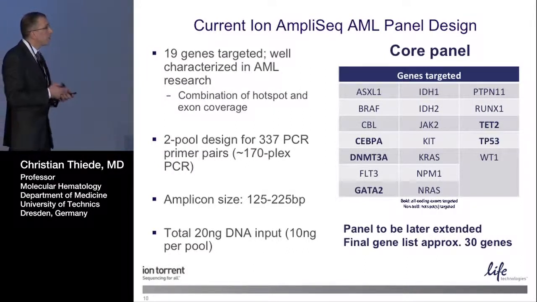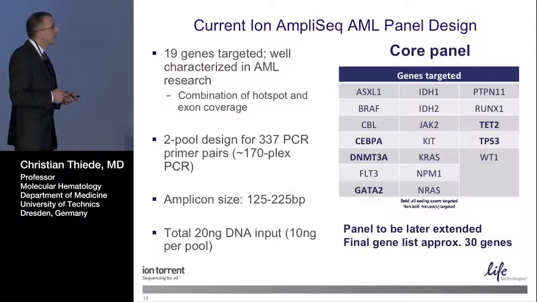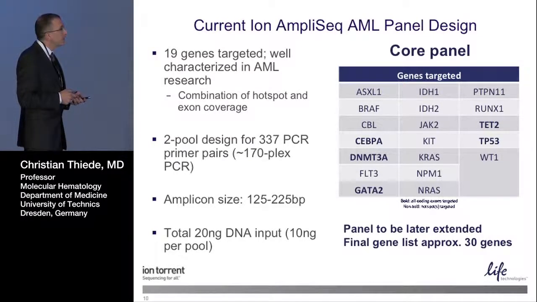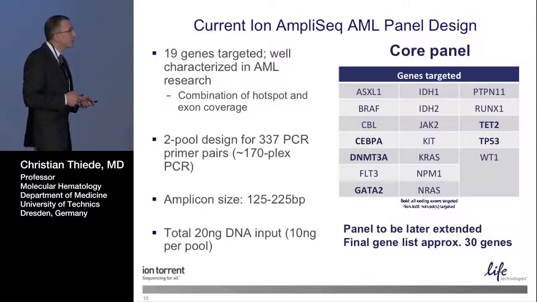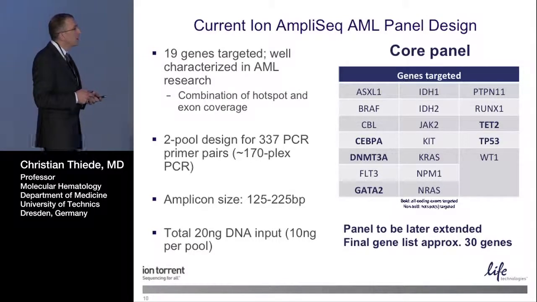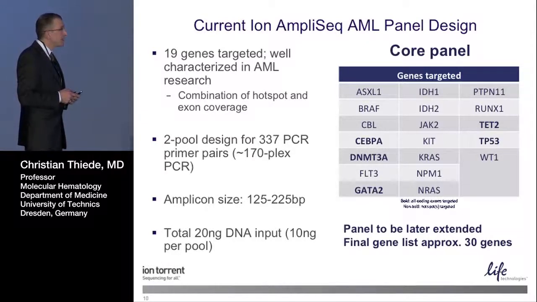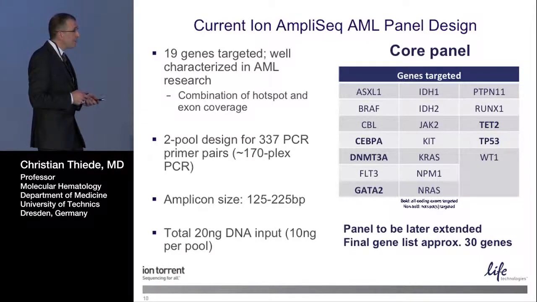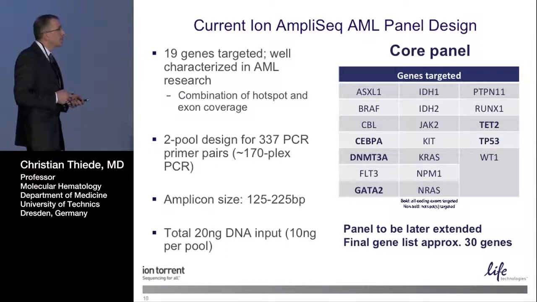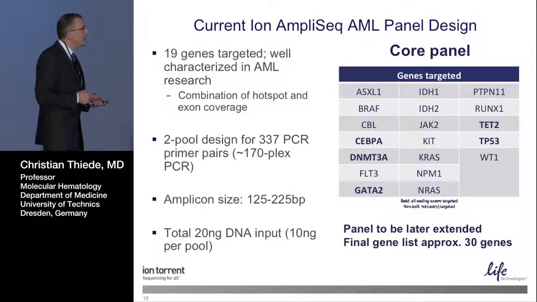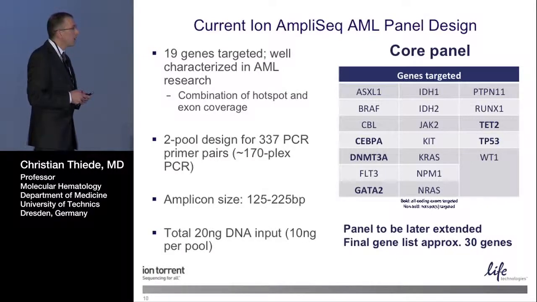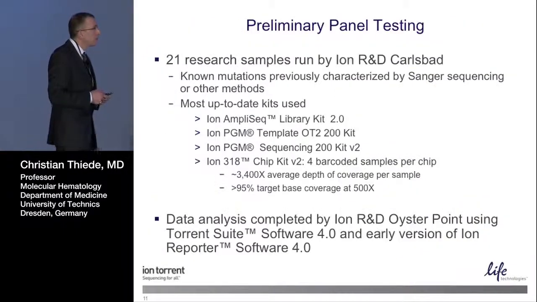And for reasons of costs and effectiveness, we combined exon coverage of the genes with hotspot coverage in those genes which are only mutated in a certain region of the gene. We have a two-pool design currently with 337 PCR primer pairs, so per pool, a 170-plex reaction. Median size is around 180 to 200 base pairs, and we only need 20 nanograms input per entire reaction, so 10 nanograms per pool.